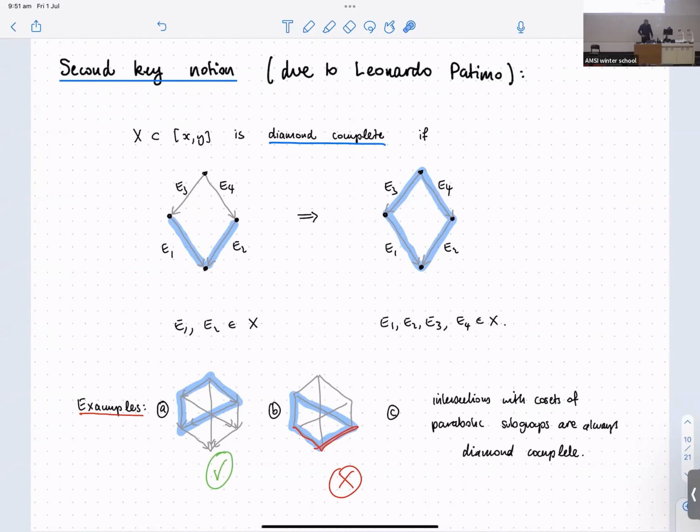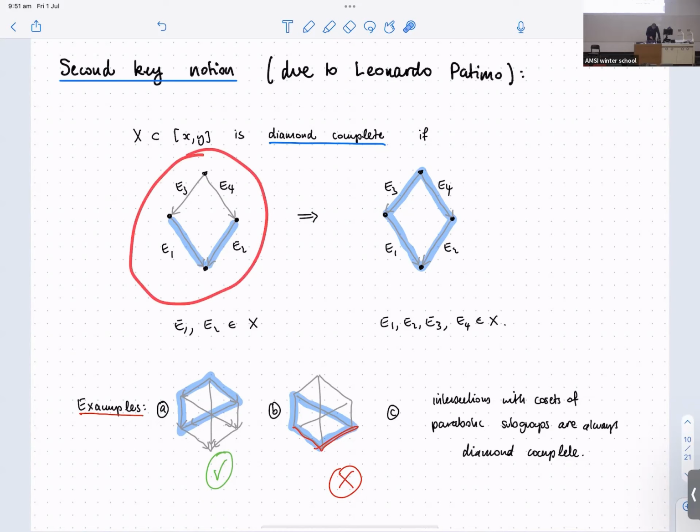So this is a second key notion due to my student Leonardo Patimo, otherwise known as Leonardo Uno. A subset is diamond complete. This looks like a kind of innocent condition, but it's extremely useful.